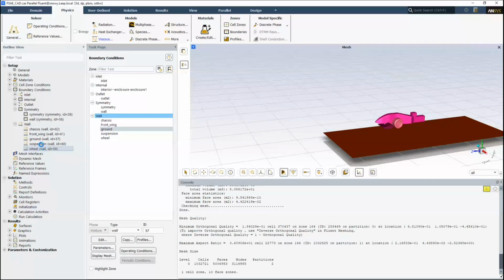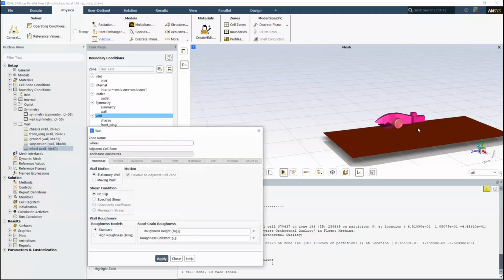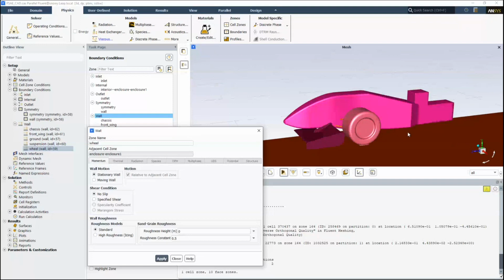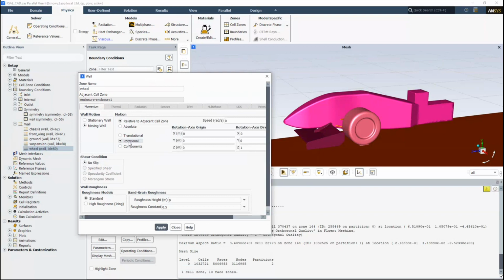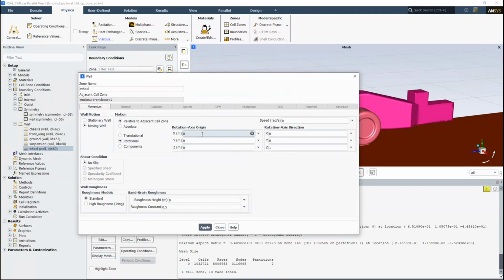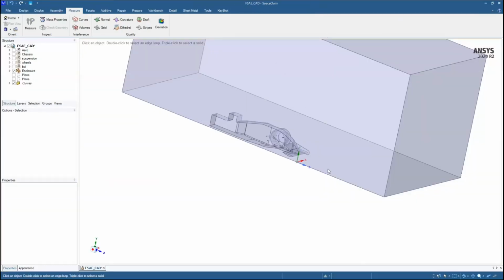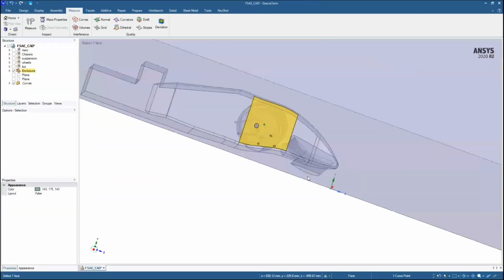Obviously, the other really important one to get correct if we're going to understand the flow around our front wing is the moving wheel, okay? And so we can have a moving wall on this one, but this time it's going to be rotational. We need to get this axis correct. So we're going to go back into SpaceClaim quickly to get exactly what that measurement is.